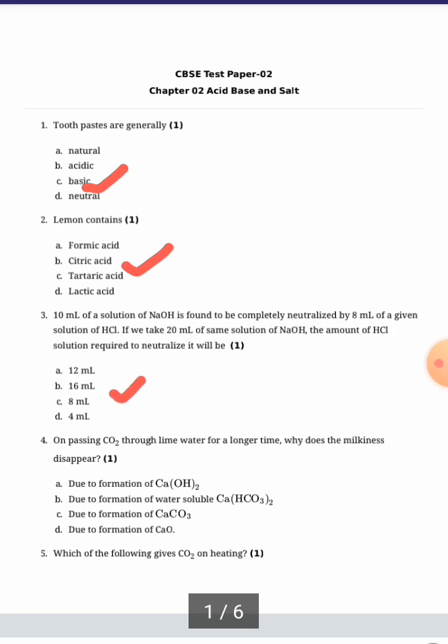Fourth question, on passing CO2, carbon dioxide, through lime water for a longer time, why does the milkiness disappear? Option number B is correct, due to the formation of water soluble Ca(HCO3)2.